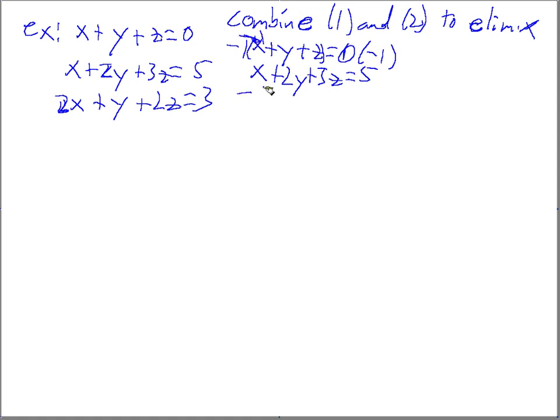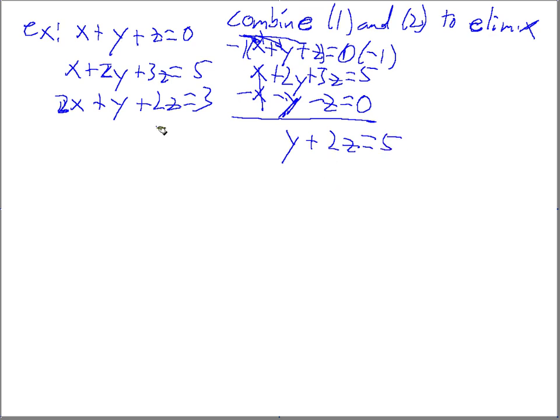So we get -x minus y, distributing the -1, and minus z equal to 0, since 0 times -1 is still 0. That gets rid of the x by adding them together. 2y minus y is going to be 1y, plus 2z equal to 5.